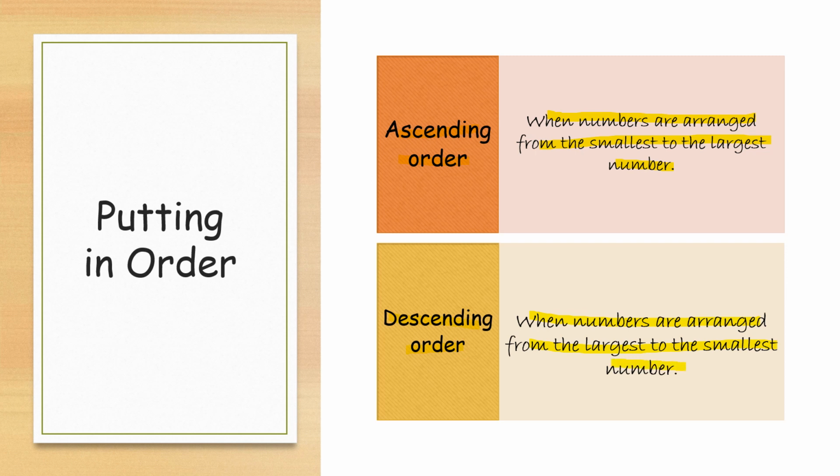So when we are writing numbers in descending order, we write the larger number first and then we go towards smallest numbers. So we put numbers in order according to ascending and descending order. In ascending order, what we do? We write numbers from smallest to largest, and in descending order we write numbers from largest to smallest. Let's discuss them in detail to remember these 2 orders.